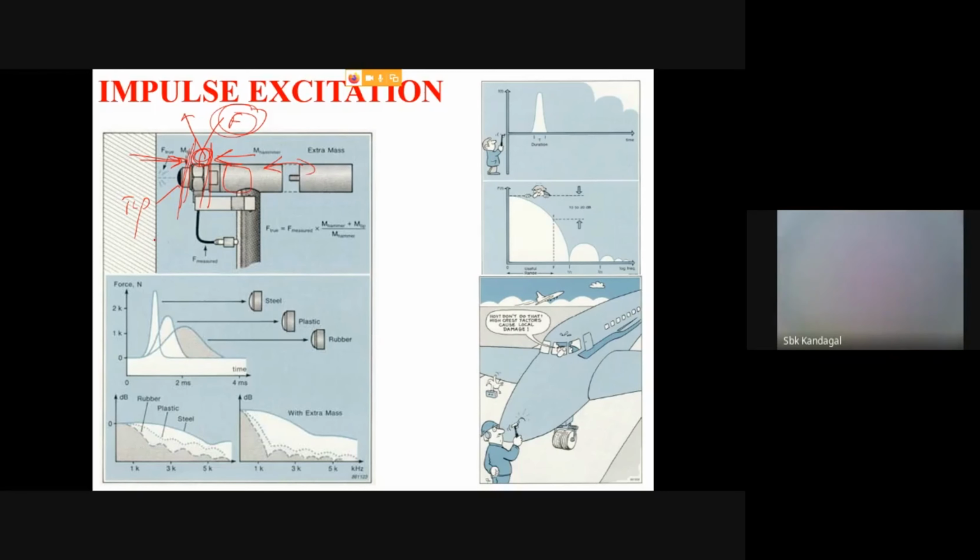Now the question here is, what are the types of tips? How to select it? See, a steel tip will be able to generate frequencies up to 2 kilohertz. If it is a plastic tip, it can go up to 1 kilohertz. If it is a rubber tip, it can go up to 200 hertz. In other words, if I want to do the experiment on, let us say, a rotary system of a power plant, I can use this steel tip. If I want to do a test on a mridangam, okay, I can use a rubber tip.